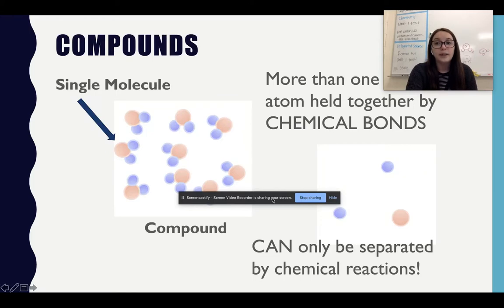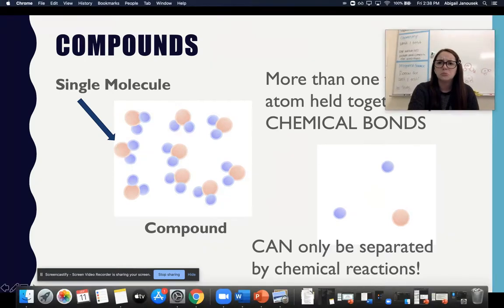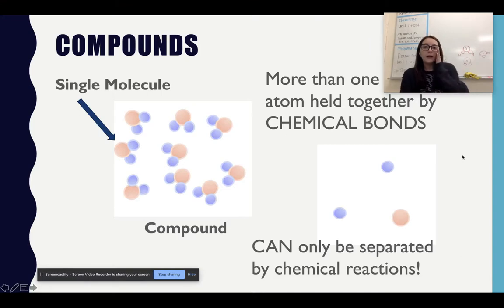Now, the next thing that we can talk about, though, is compounds. Compounds are when more than one type of atom is held together by chemical bonds. And so a compound is typically composed of molecules, and they're held together by those chemical bonds.